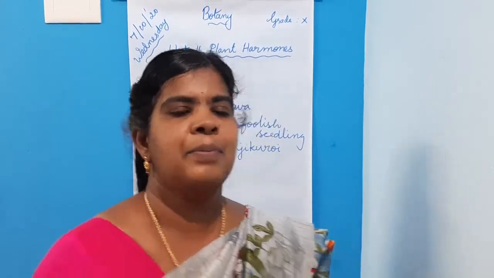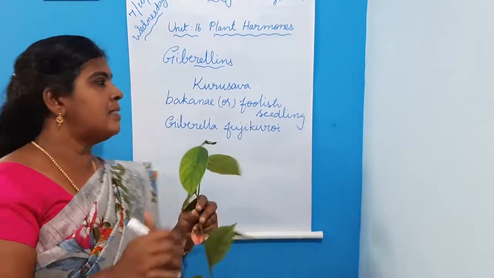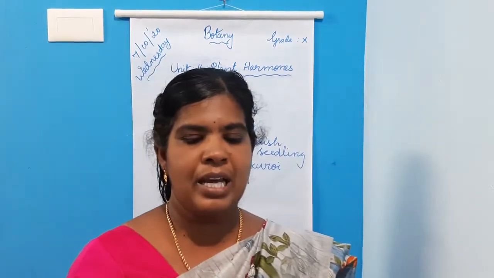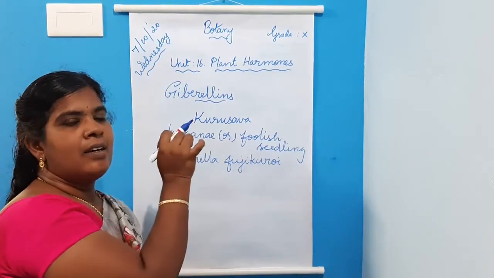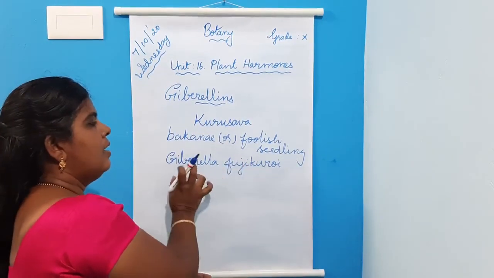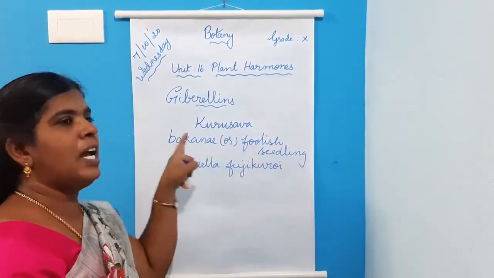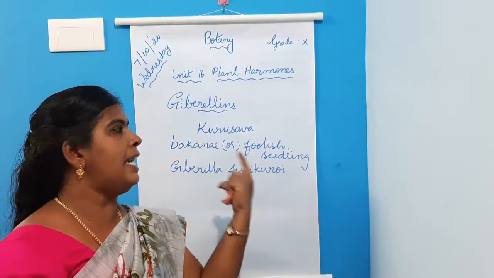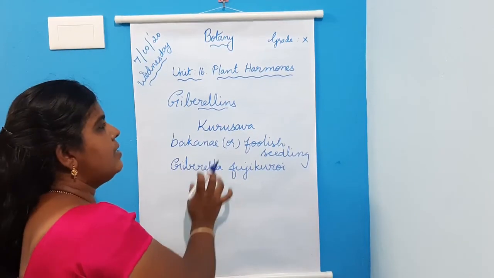Certain rosette plants, that means the plants having very short internodes. Because of gibberellin or gibberellic acid, the rosette plant shows internodal elongation. He first observed this foolish seedling or Bakanae disease due to infection by the fungus Gibberella fujikuroi. Because of this disease, plants show internodal elongation. The substance identified from this diseased foolish seedling plant is gibberellin.